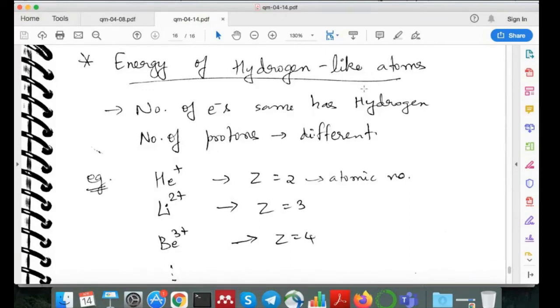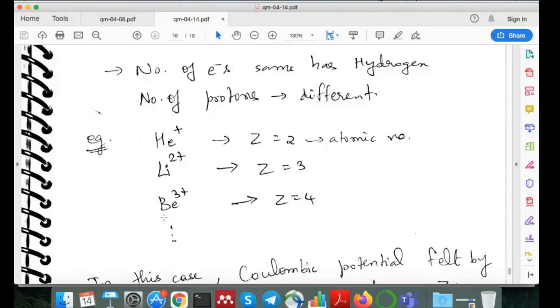And what are such atoms? Such atoms are basically He plus, Li2 plus, Be3 plus. Okay, so all of these have lost some electrons so that ultimately they have only one electron, but the number of protons is more. So the number of protons, that is the atomic number, is still 2, 3, 4, according to whatever the element is. So there is a slight change in the Coulombic potential.